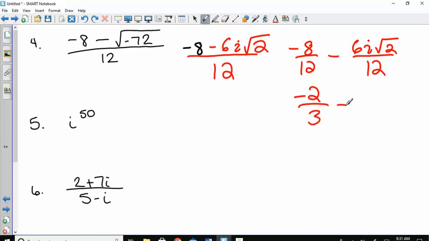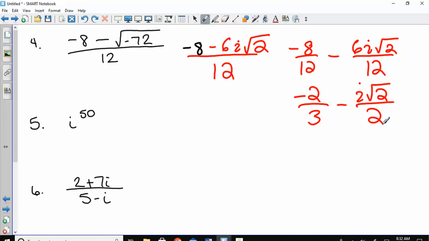Minus, since the 6 and the 12 are both outside the radical, we could reduce those. So it becomes i radical 2 over 2. That's standard form, so that's our answer.